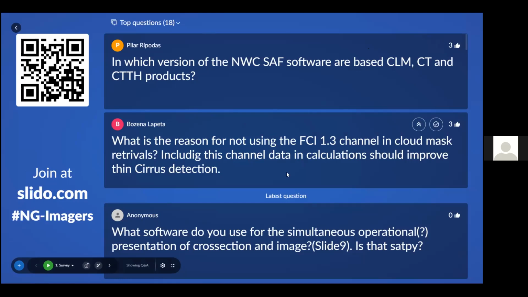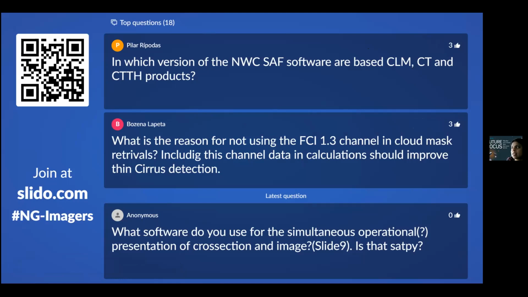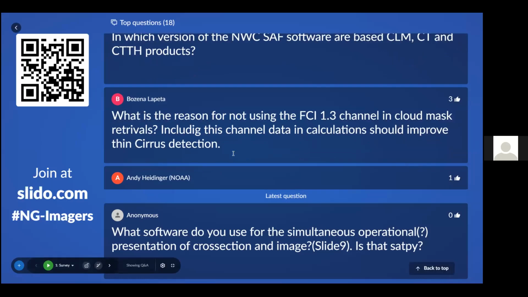The next question is from Bozena. What is the reason for not using the FCI 1.3 channel in cloud mask retrievals? Including this channel data in the calculation should improve thin cirrus detection. This is for Hans Joachim. Yes, we will use that channel later, when the cloud mask is starting, just after commissioning. We will include more tests and channels which are very FCI specific. We expect the same as Bozena from that channel.